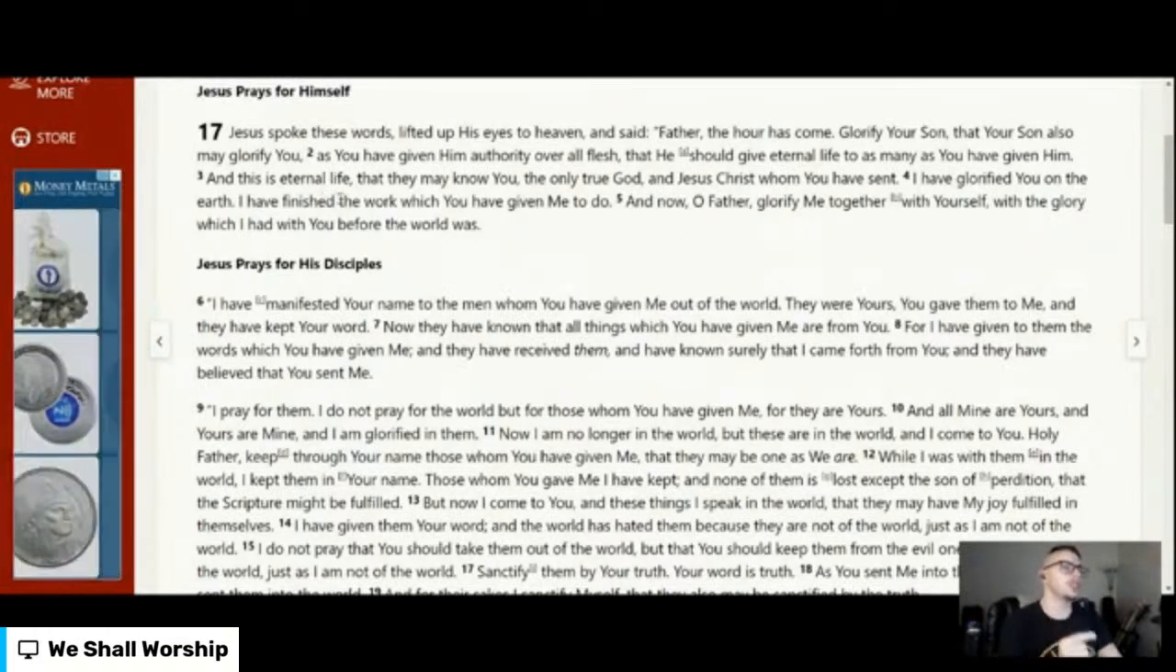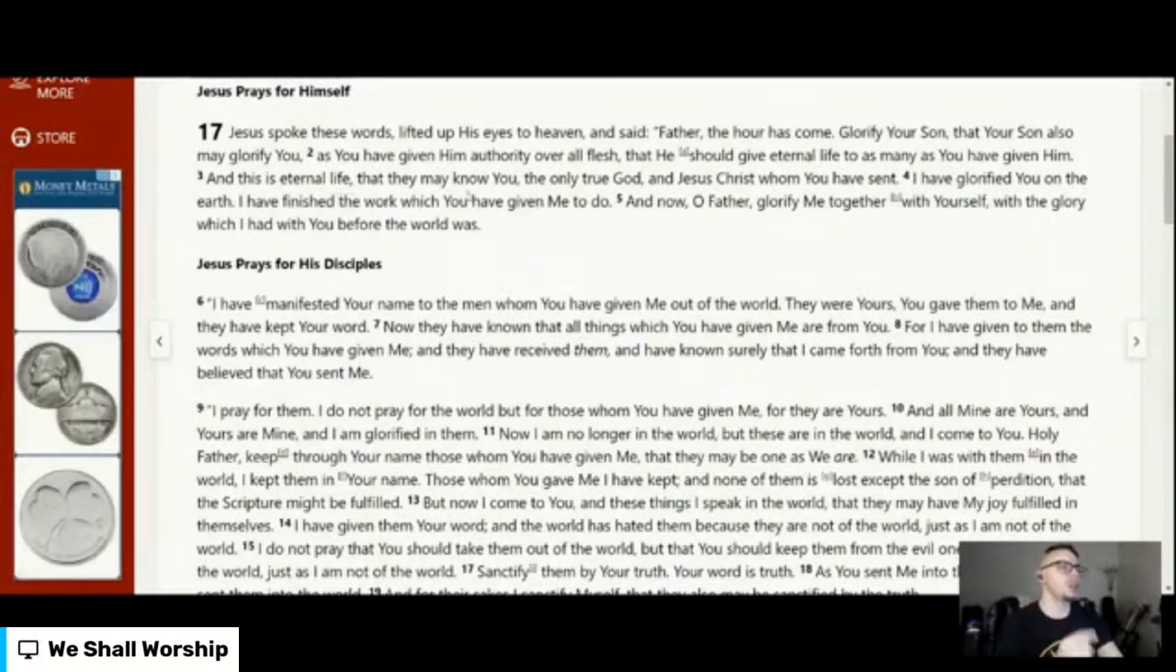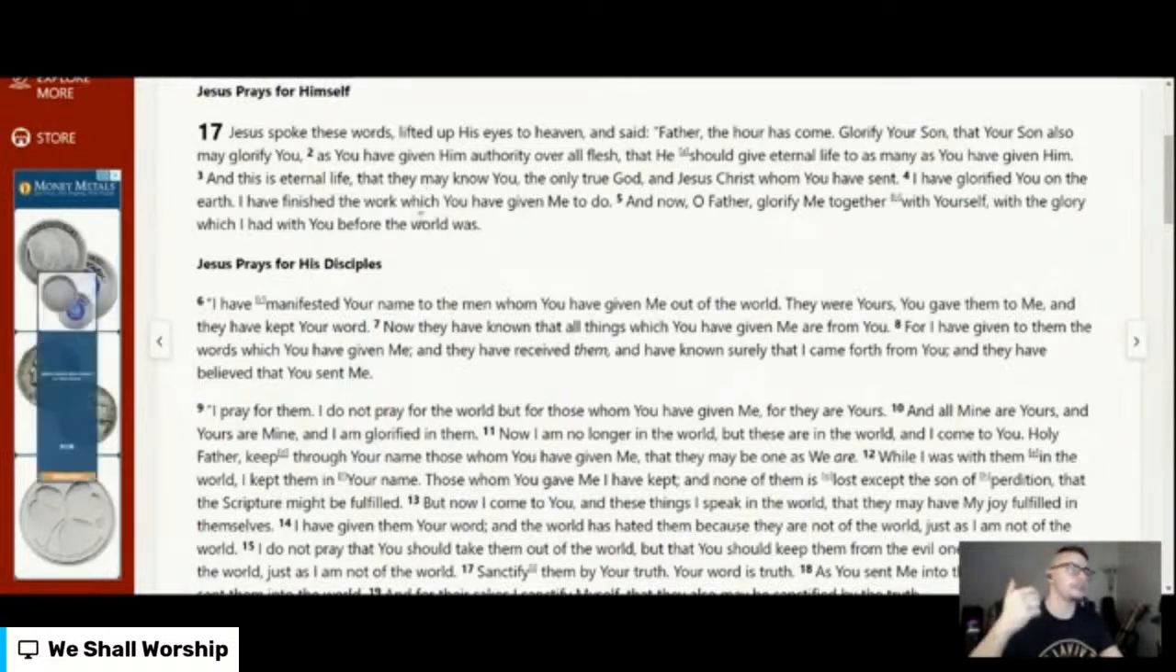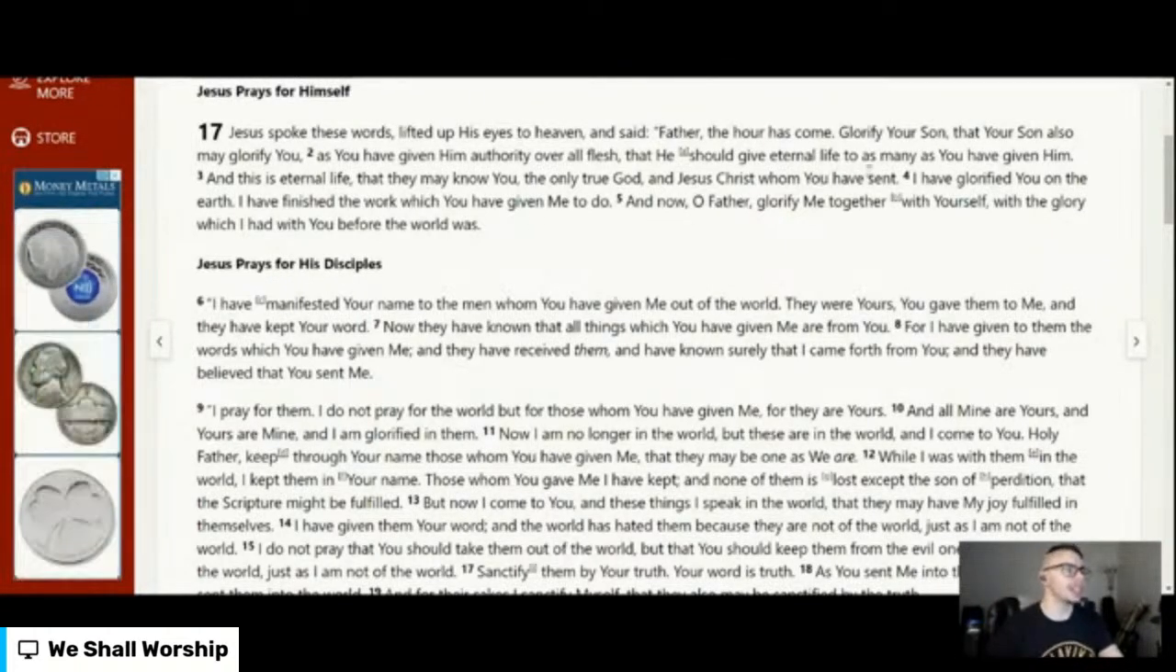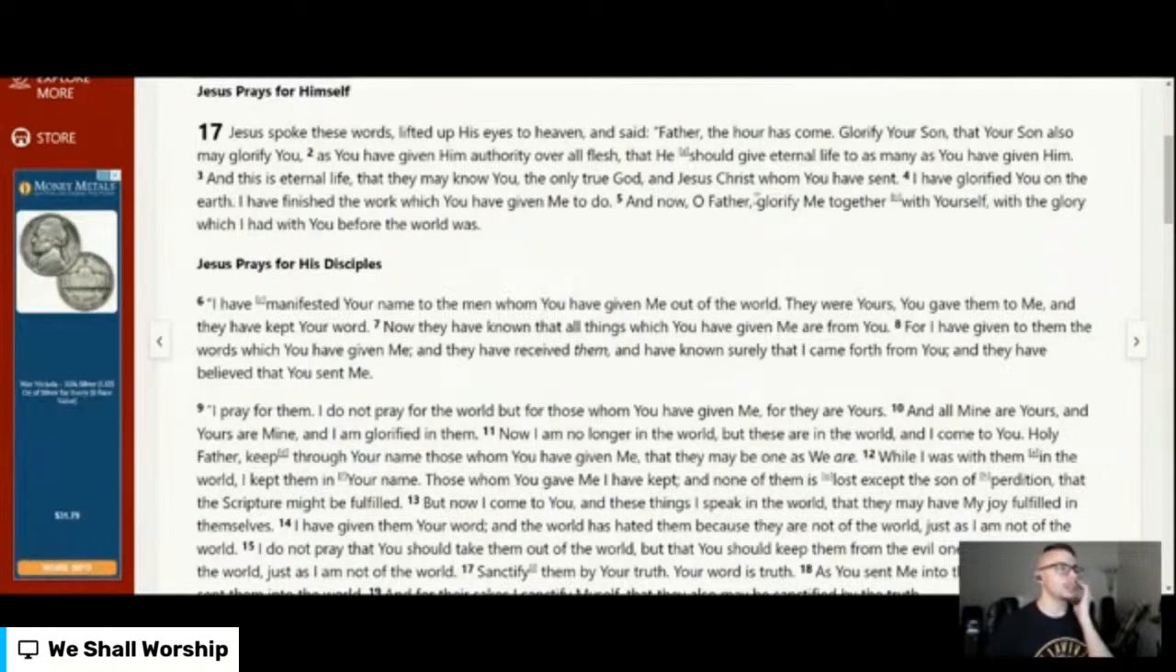Jesus says this is eternal life, that they may know you, us, that we may know him, the only true God, and Jesus Christ, whom you've sent. He refers to himself in the third person here. I think some of us missed that.